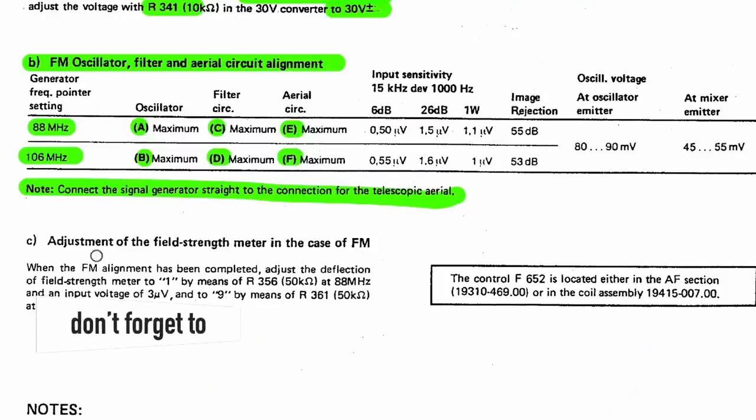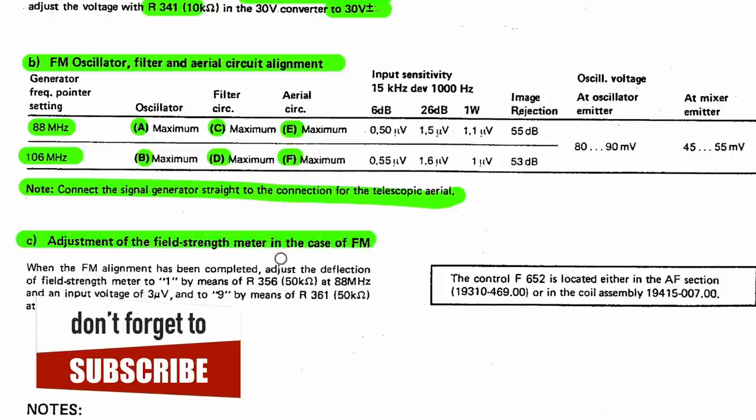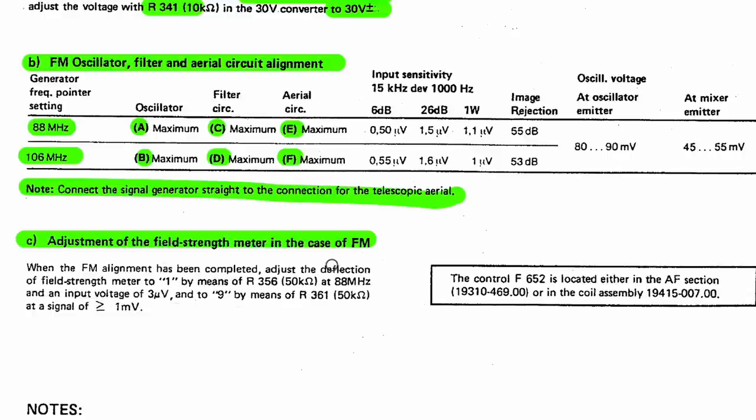And that would take us to point C, which is adjustment of the field strength meter in the case of FM. Now, here is a different type of problem. I'll explain in a sec. When the FM alignment has been completed, adjust the deflection of the field strength meter to 1 by means of R356 at 88 megahertz and an input voltage of 3 microvolts, and to 9, so your minimum would be 3 microvolt input, and your 9 would be a signal of greater than 1 millivolt. I can handle that. I can't handle that. So you'd adjust R361 and 356.